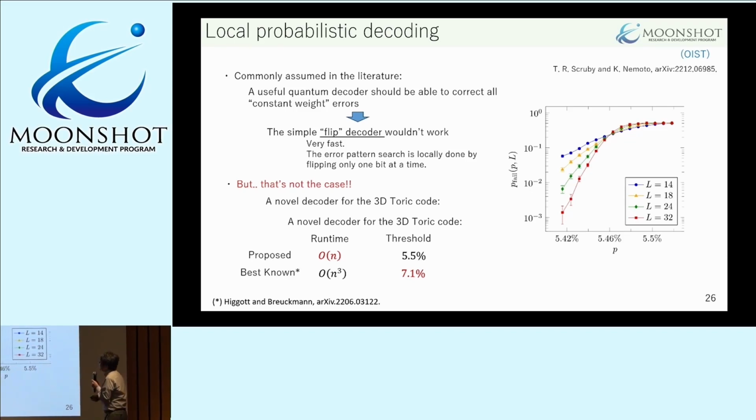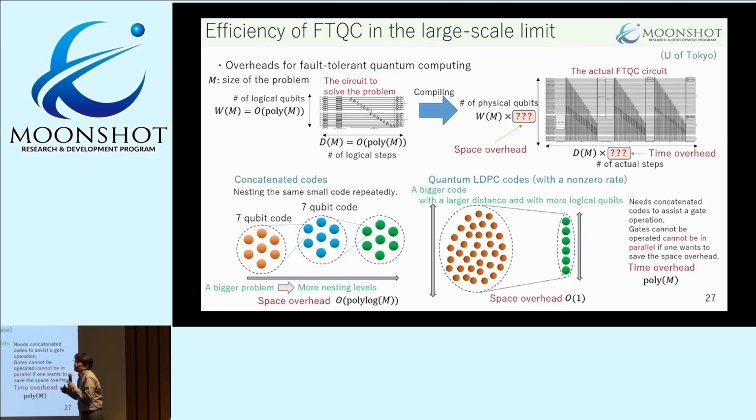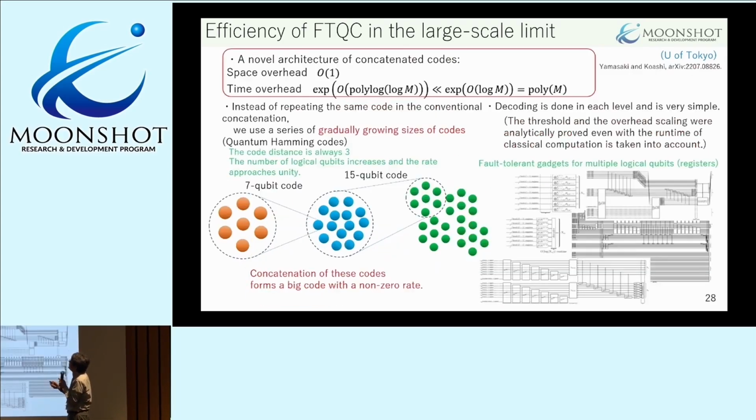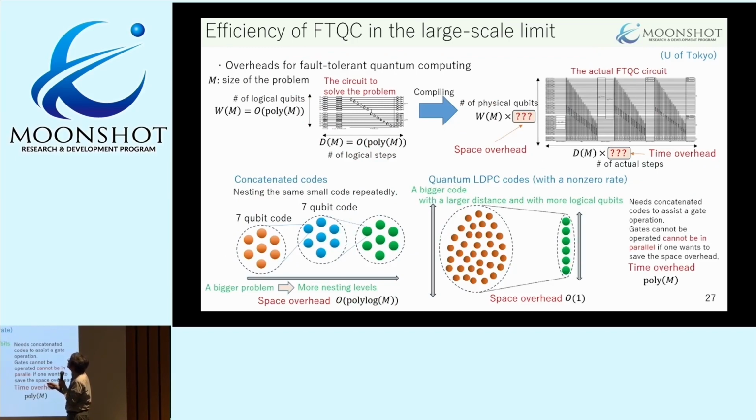Now, OIST found that a decoder based on this flip decoder actually works for the 3D toric code. Compared to the best known, the threshold value is not so bad, and the runtime scaling is much, much better. So I think this finding opens up a new possibility for fast decoders. Okay, we are also tackling more fundamental questions. The question here is the ultimate cost of FTQC.